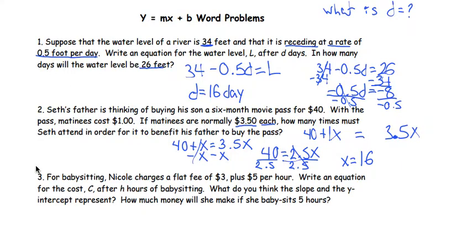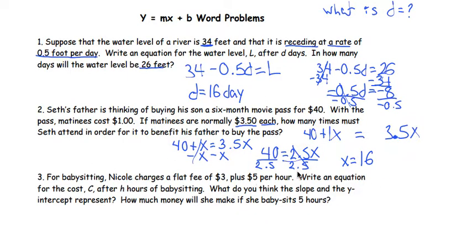Our last question for today asks, for babysitting, Nicole charges a flat fee of $3 plus $5 per hour. Write an equation for the cost C after H hours of babysitting. What do you think the slope and the y-intercept represent? How much money will she make if she babysits for 5 hours?